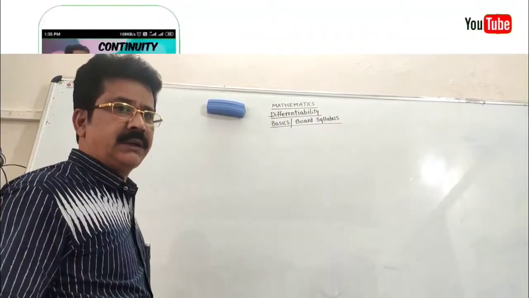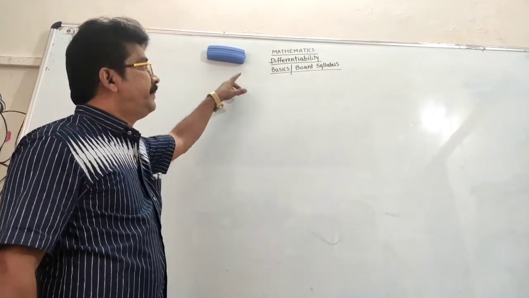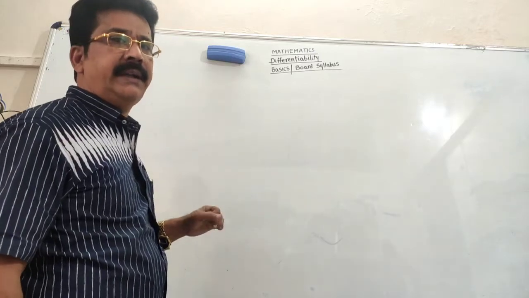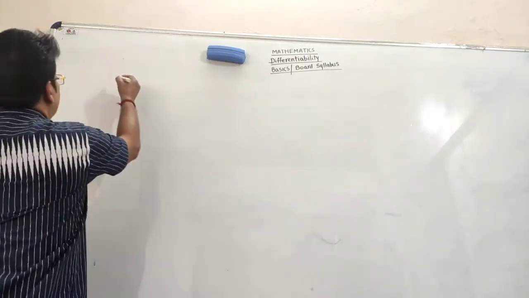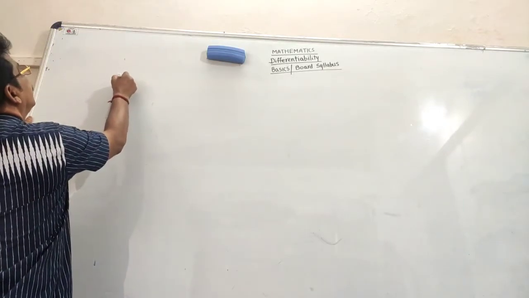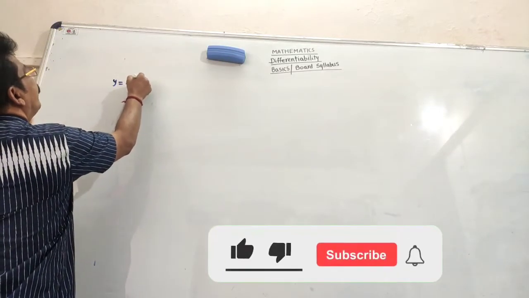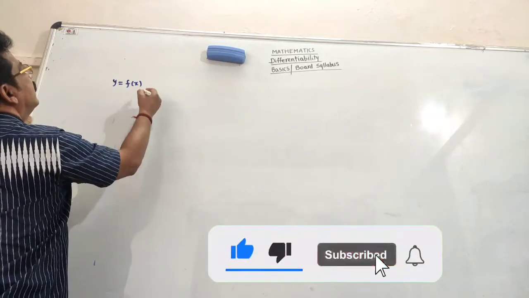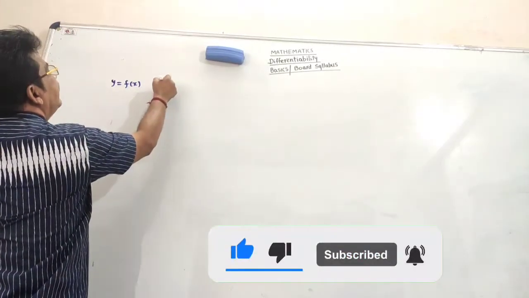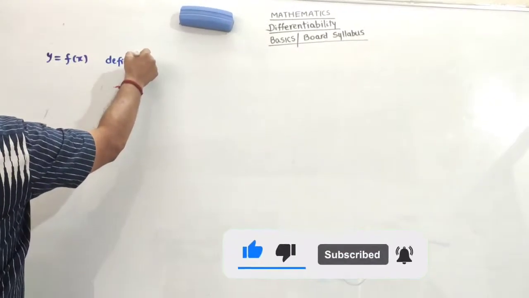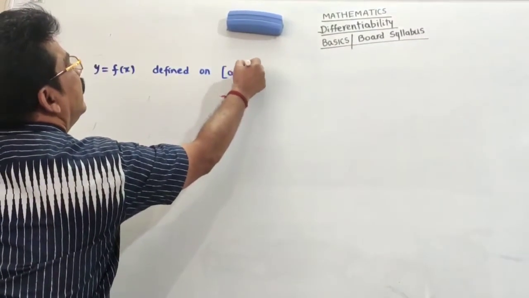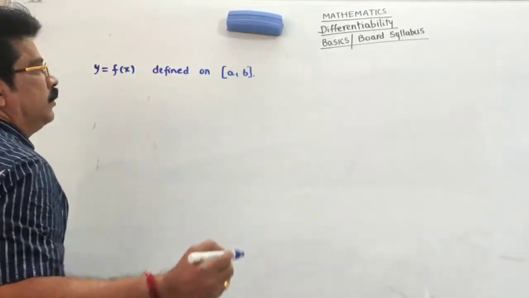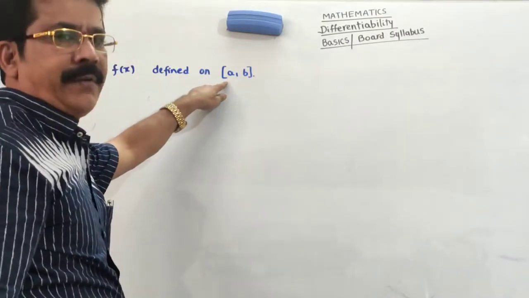I wish to start a new topic, differentiability and differentiation. Let us take the function y is equal to f of x, and it is defined on the closed interval a comma b. So it is the domain of f of x.